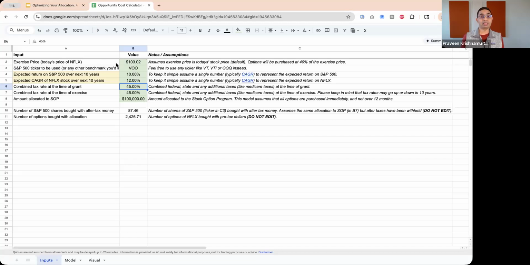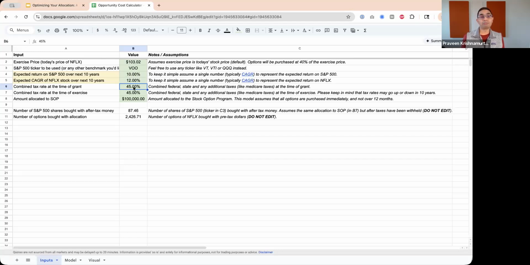So here I'm comparing the Netflix stock price, the Netflix options, to the S&P 500. I've used the ticker VOO. Feel free to choose any of the tickers that you like, VT or VTI. And here I've made 2 inputs for the CAGR of Netflix and S&P for the next 10 years. We'll come back to this in a minute.